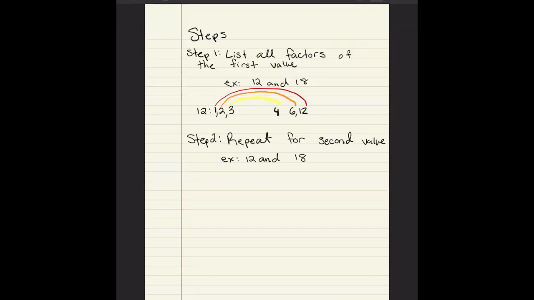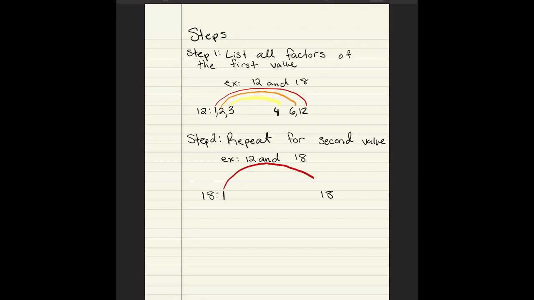All right, step 2 is to repeat for the second value. So we got 12 out of the way and we wrote all the factors. Not the multiples, the factors. You gotta catch me if I mess up on that. We're not finding the multiples because multiples are endless. You can have as many multiples as you need, but you only have a certain amount of factors that go into a number. So here we have 18.